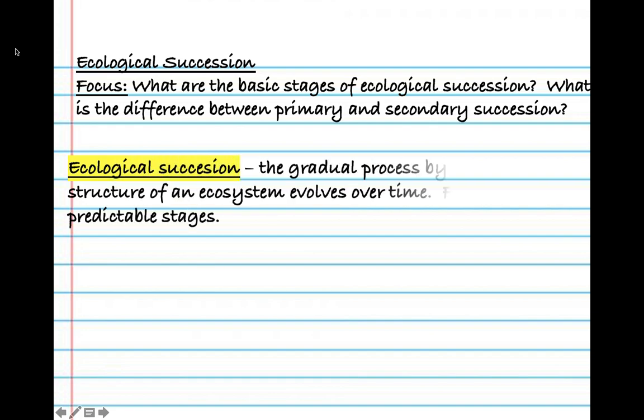Okay, let's define ecological succession. It's the gradual process by which the structure of an ecosystem evolves over time, and it follows predictable stages. I always found that interesting because any ecosystem has different amounts of biodiversity and different biotic and abiotic factors, and despite this, they all follow the same trend over time. One thing I want to emphasize is that with ecological succession, primary or secondary, you will never be able to observe this in your lifetime. Even the fastest ecological succession takes over one human lifetime to complete from start to finish.